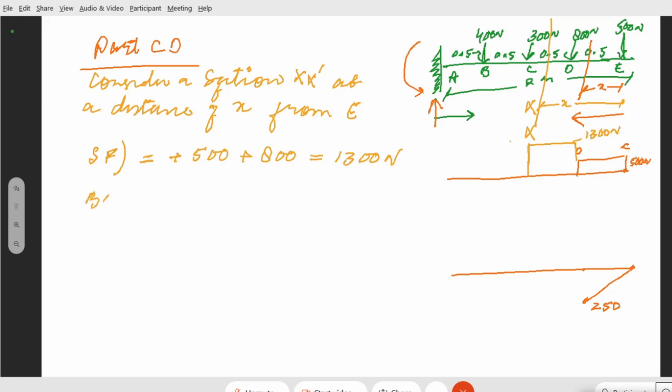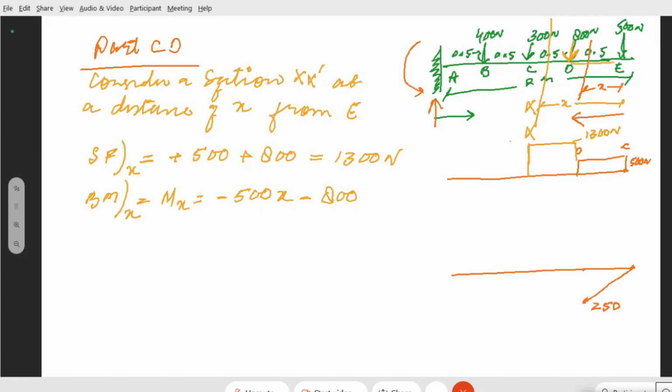Now, bending moment for X. Firstly, the moment at a section X, that will be equal to, firstly, what is the load? The load is minus 500 times X. X is the complete distance, right? And then minus 800 times. But now 800 is at what distance? 800 is actually at a distance where you have to leave the distance of D and E, that is 0.5.